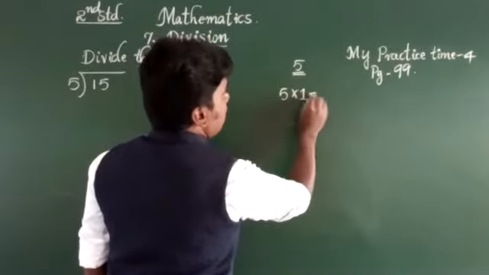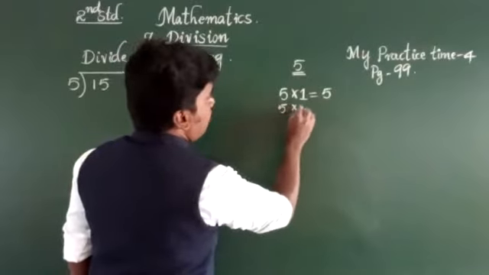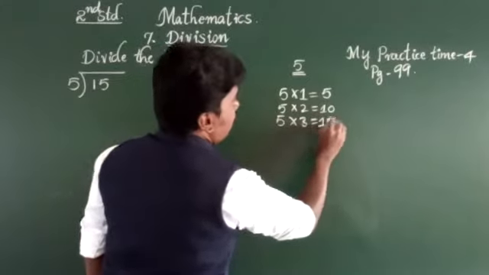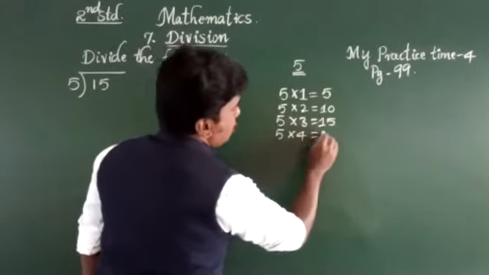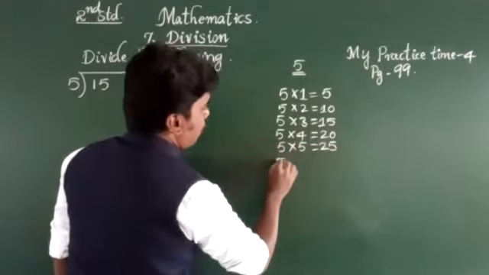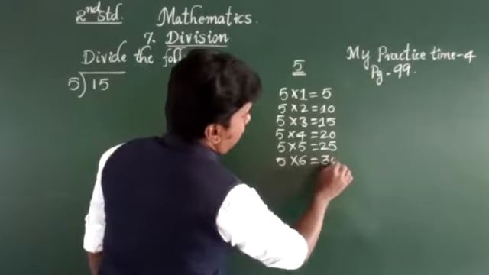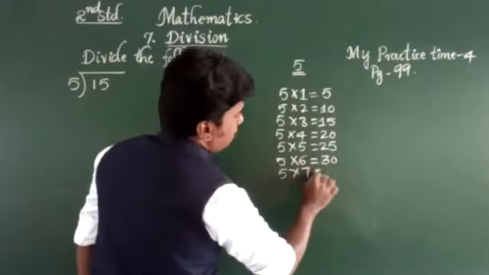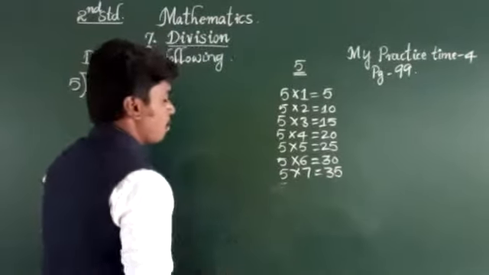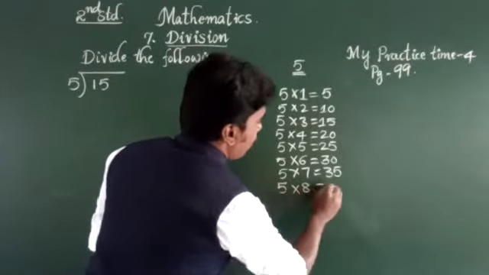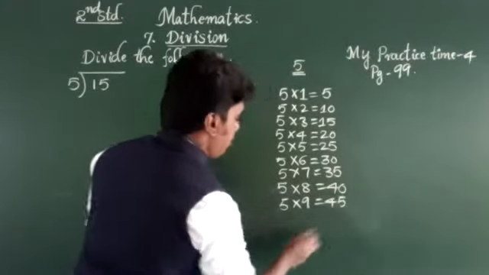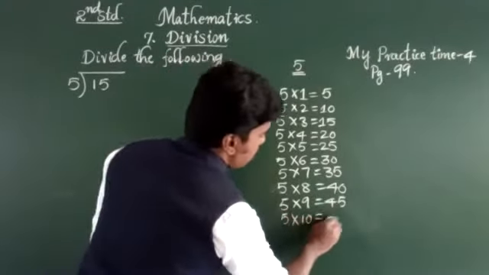5 ones, it is 5. 5 twos, 10. 5 threes, 15. 5 fours, it is 20. 5 fives, 25. 5 sixes, 30. 5 sevens, it is 35. 5 eights, 40, and 5 nines, 45, and 5 tens, it is 50.